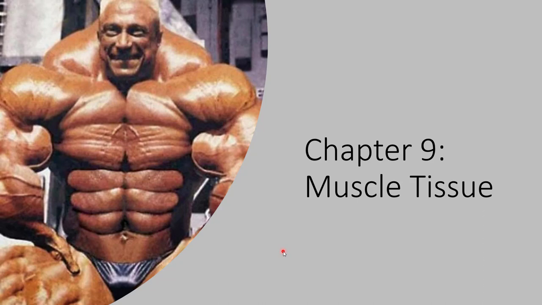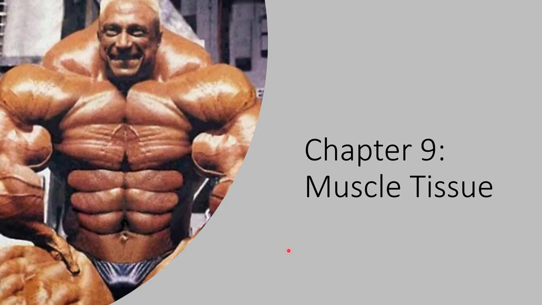Now we're at the second lecture of Chapter 9, where we will be continuing to look at muscular tissue. Previously, we looked at the anatomy of muscles and muscle tissue, both at the macroscopic and microscopic level. Now we are going to be looking at the functionality of that muscle tissue. We are going to see the physiology, the how of the muscle contractions.